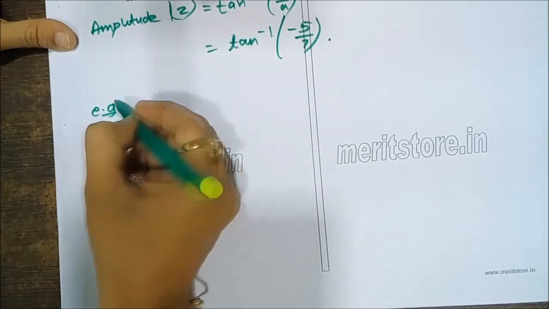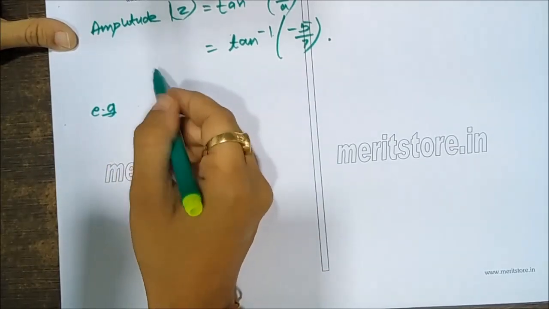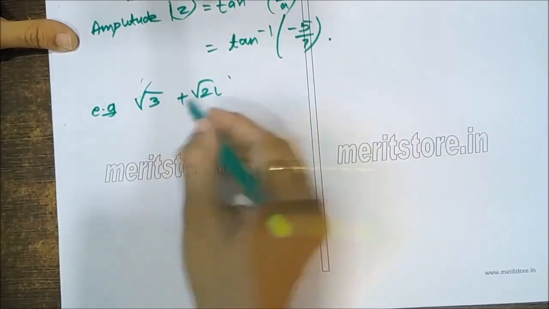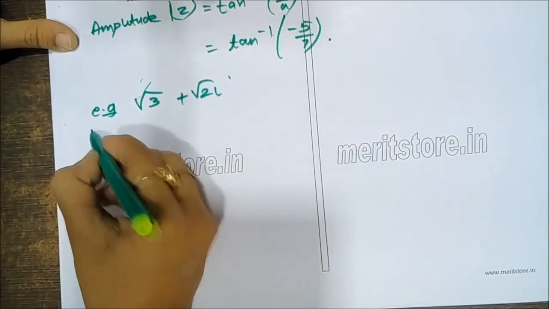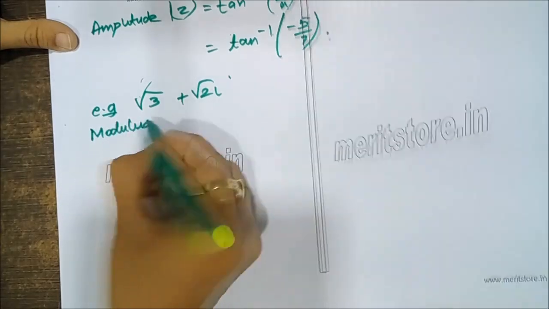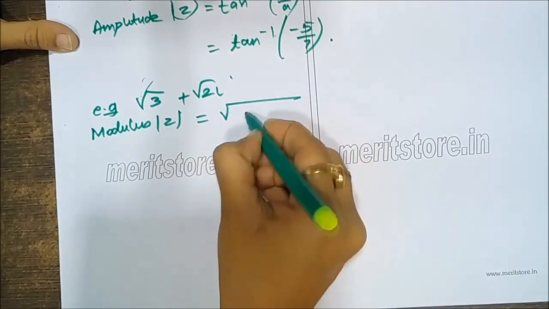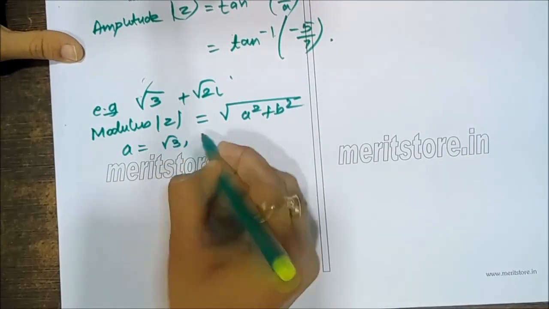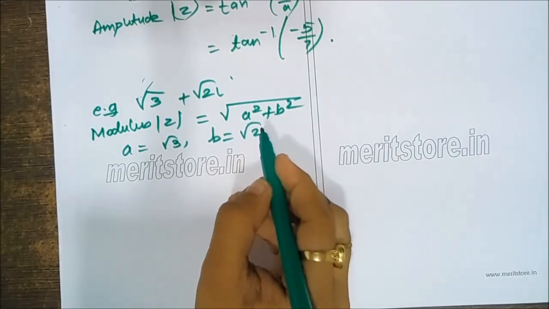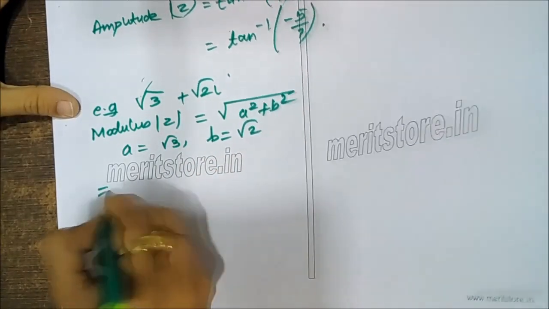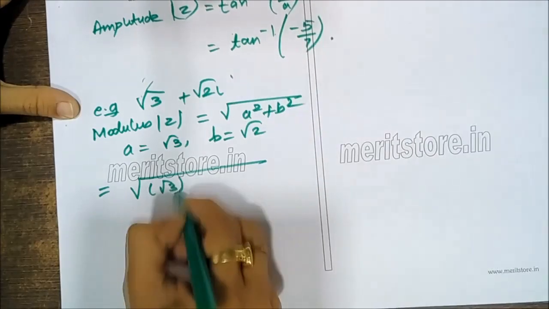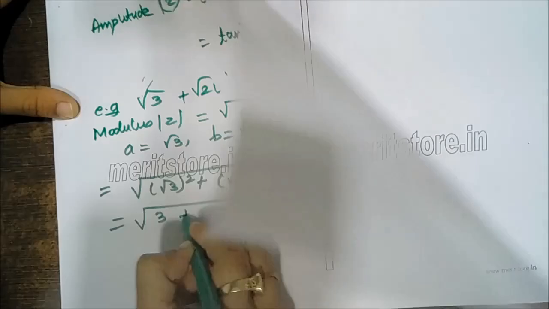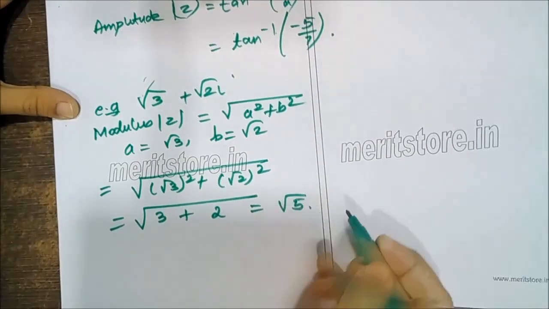One more example we are taking. Let's say we would take root 3 plus root 2i. So, again, modulus is root of a square plus b square, that is a is root 3 here, b is root 2. You take root 3 the whole square plus root 2 the whole square, that is 3 plus 2 is equal to root of 5.